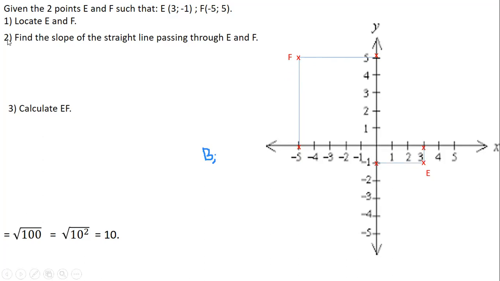Now in part 2, we should find the slope of the straight line passing through E and F, or we call it a straight line EF.